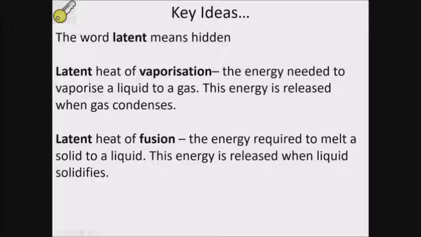Then we've got something called latent heat of fusion, and this isn't to do with nuclear fusion, so don't get confused. This is latent heat of fusion, and this is the energy required to melt a solid into a liquid. So it's to turn a solid into a liquid. And again, this energy that's put in, the hidden energy, goes in as potential energy, and then the energy will be released when the liquid solidifies. So when you turn something from a liquid to a solid, energy will be released.